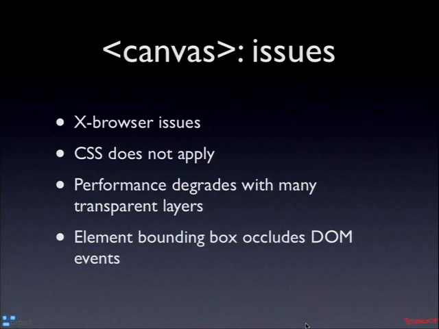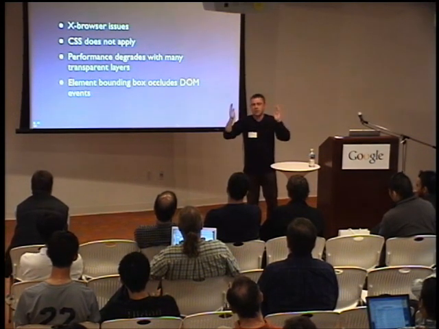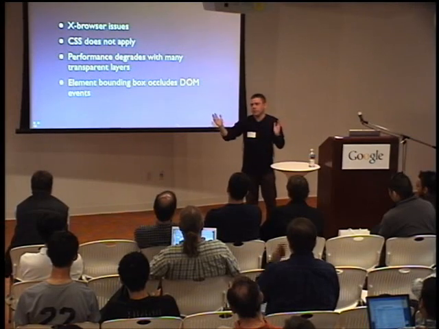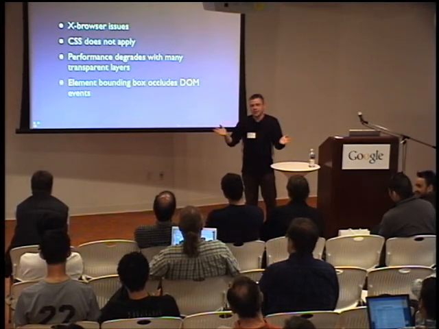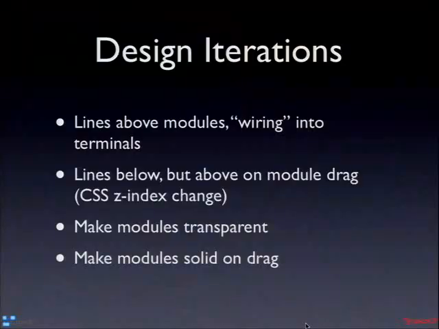And the biggest problem with the canvas tag is that because you might be drawing a nice, simple, thin line, but it's actually taking up the full bounding box of a rectangle. So the moment you actually put these on top of anything, you've just swallowed all of your DOM events, and you can now no longer interact with anything on there. So this is one of the biggest problems that we had. And we iterated several times. I just want to spend a few minutes on that.